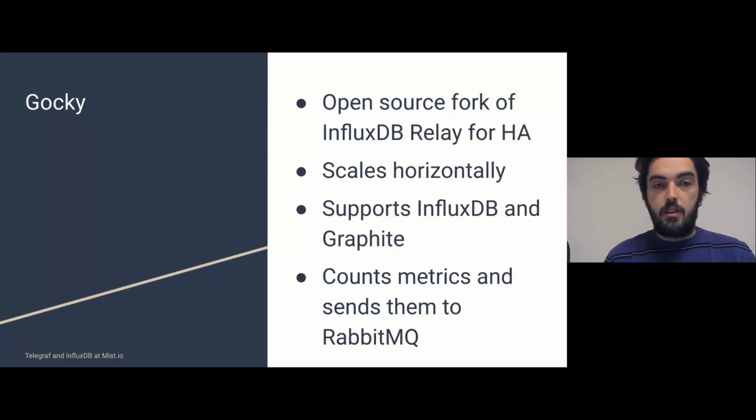Now, the relay I was talking about, which we call Goalkey, is based on a fork of the InfluxDB relay. We're using this so we can horizontally scale our ingestion layer, but we are also using Goalkey so we can count every ingested metric that comes our way. We have modified Goalkey so it can support both InfluxDB and Graphite, so we have a smooth transition from the old system to the new one.